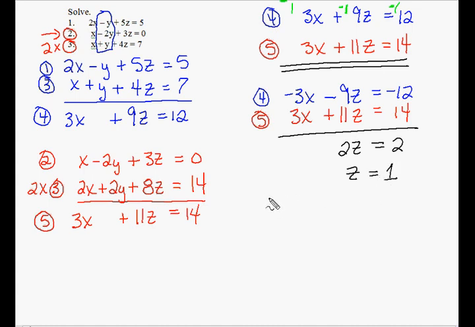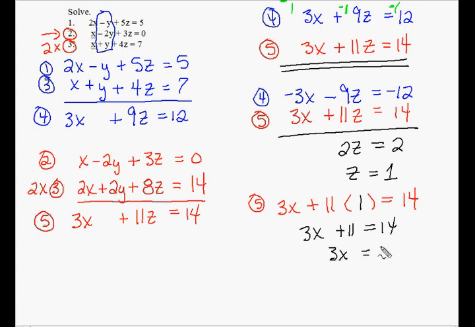Now we need to go back and find what x is. In order to do that, we use either equation 4 or equation 5. Let's use equation 5. So we replace z with 1, and we get 3x plus 11 equals 14. 3x equals 3, and x equals 1. So here I subtracted 11 from both sides, and here I divided by 3 on both sides.